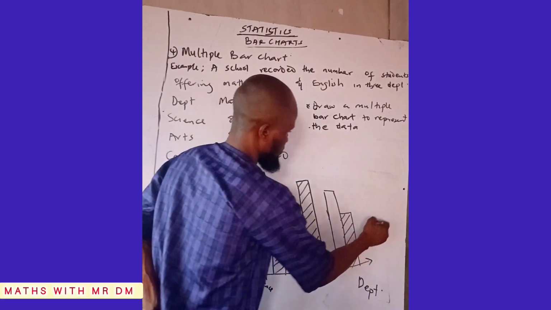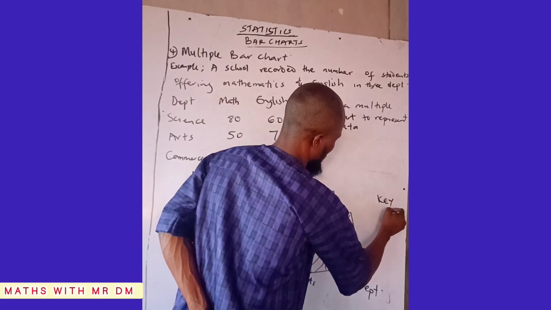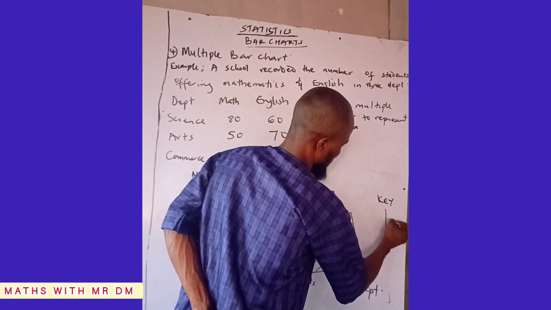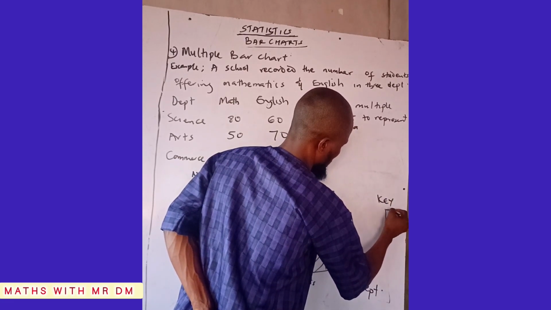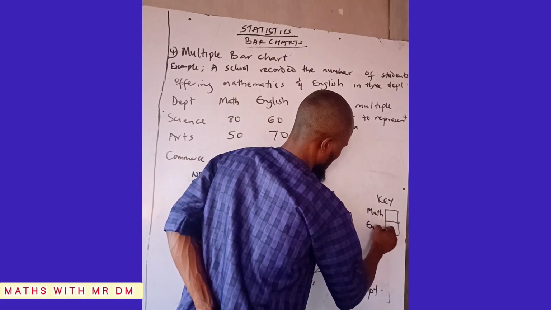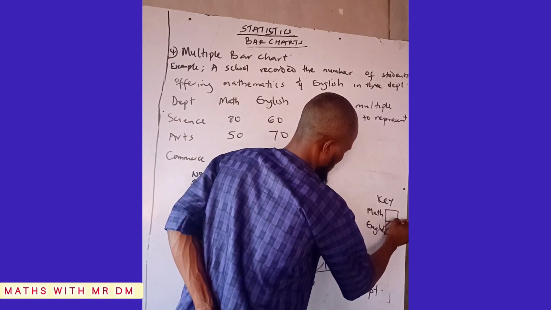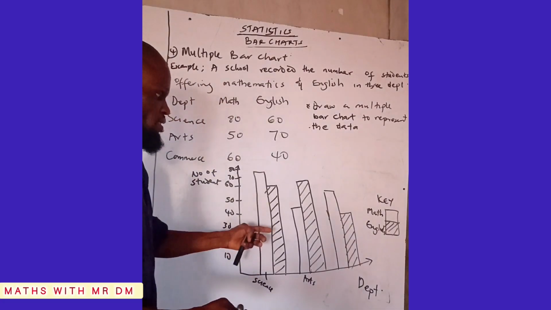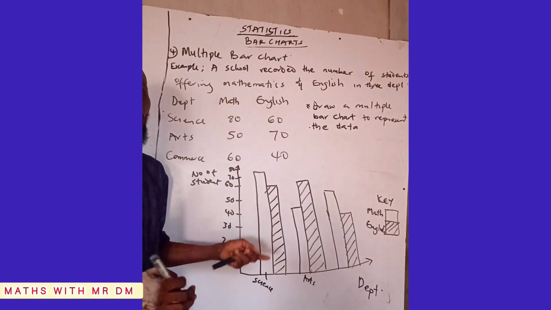So we now have your key. You have something like this. This is math. The one that is unshaded is math. Then English, the one that is shaded. And this is a multiple bar chart. It's as simple as that.